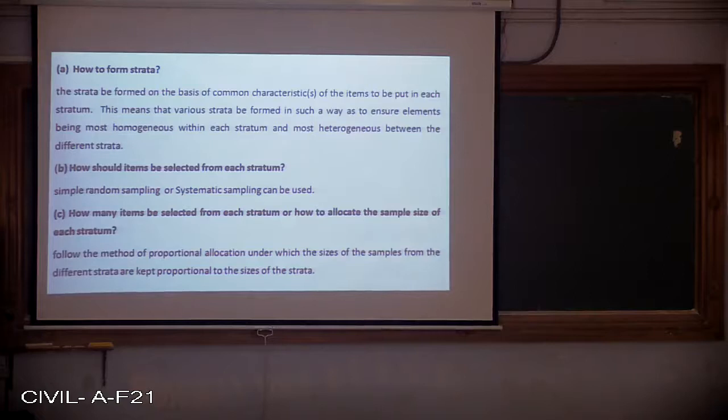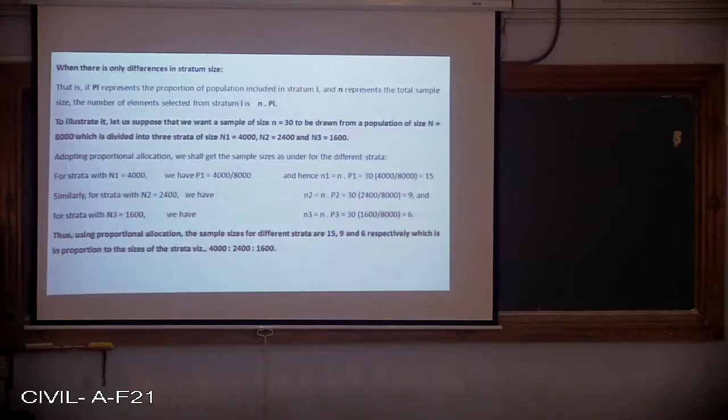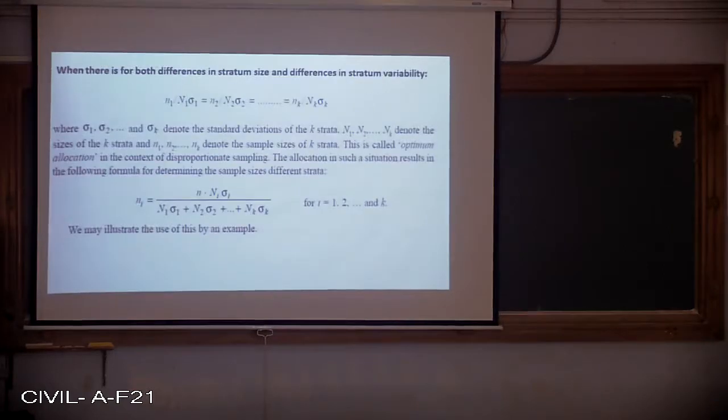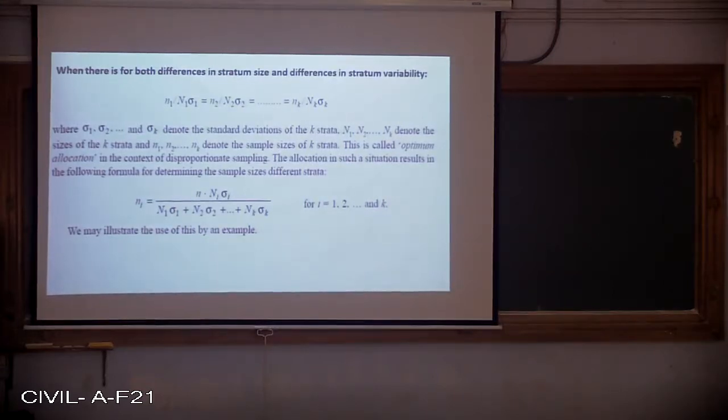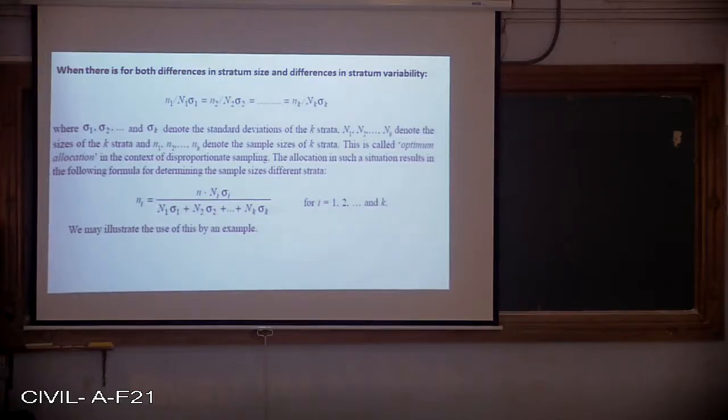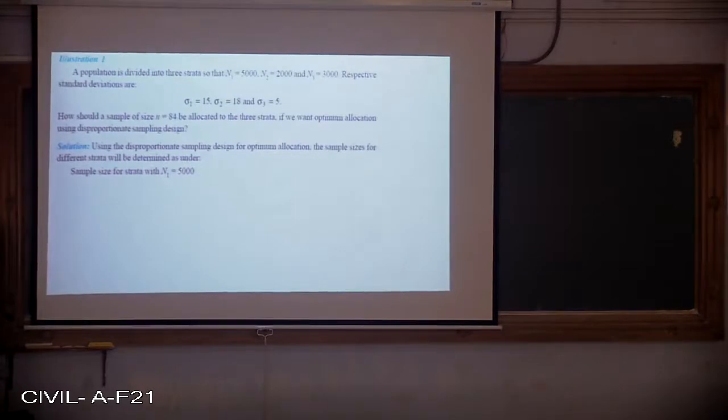These are some considerations of strata, how you do that. One example is given here. So this is a formula where you are going for stratified sampling: ni is equal to n times ni sigma i divided by n1 sigma 1 plus n2 sigma 2, and so on. One example is solved.